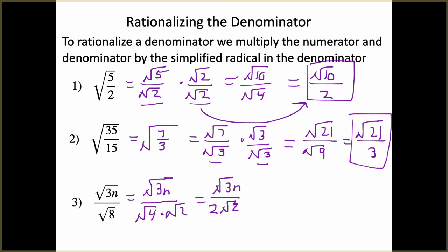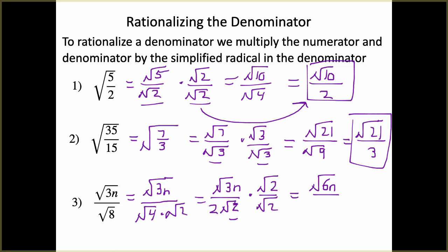From here, now we have a simplified radical. We want to get rid of the radical in the denominator. We want to rationalize it. So we are going to multiply by the square root of 2. And when we do that, we get the square root of 6n.